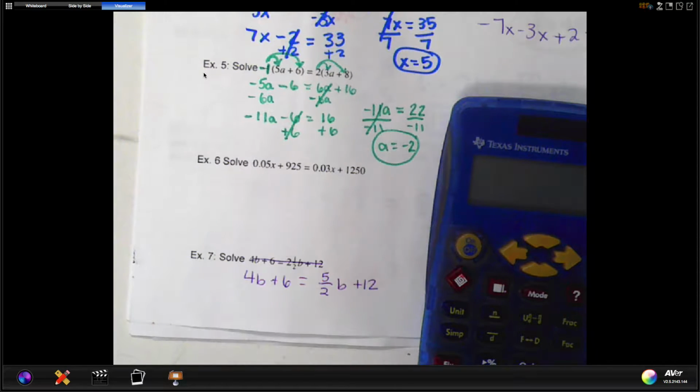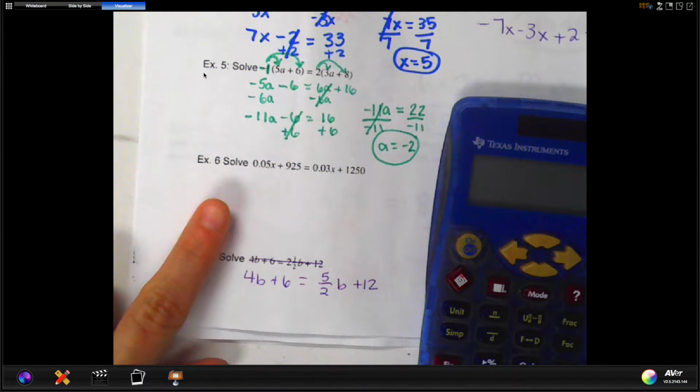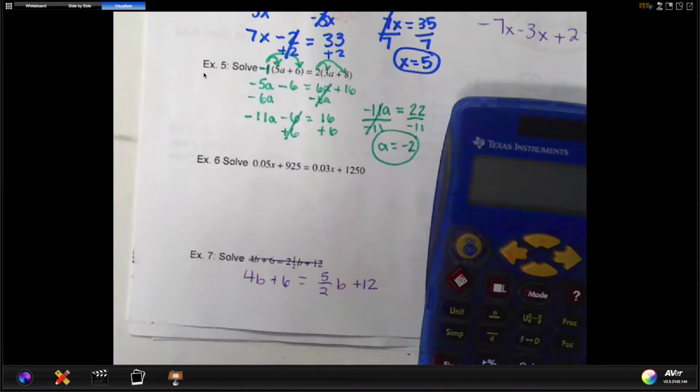So if you have our note packet today, we are going to start with example 6 here. If you don't have the note packet, either write the examples on a scrap sheet of paper or write them on the back of your assignment.